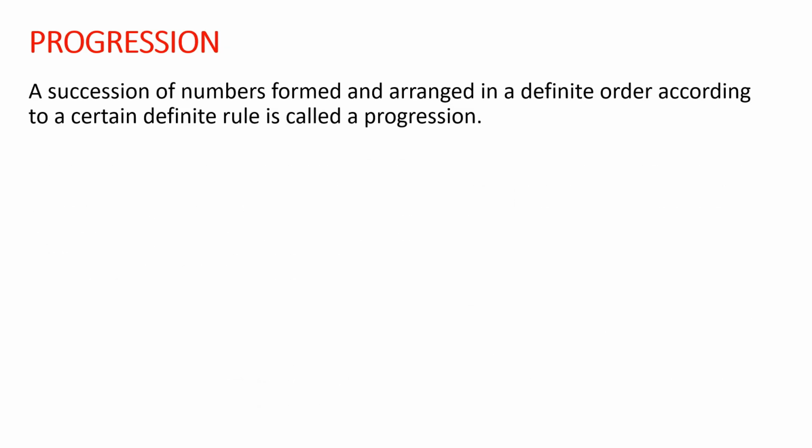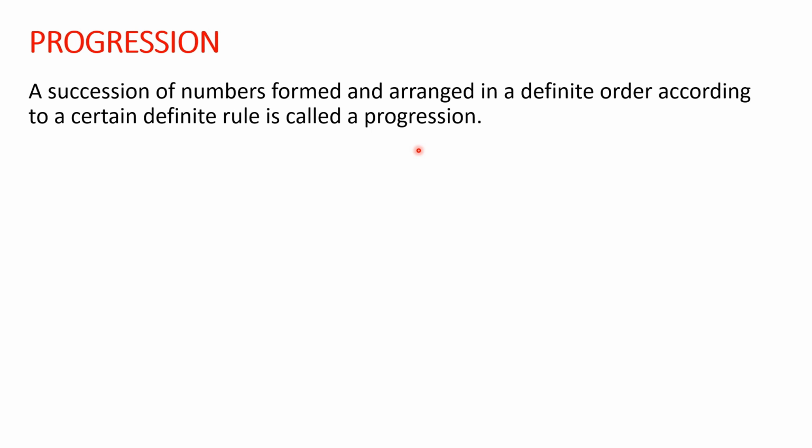Next we will see about progression. What is progression? A succession of numbers formed and arranged in a definite order according to a certain definite rule is called a progression. Like, it is a sequence of numbers formed and arranged in a definite order, according to a certain definite rule. Then that is called progression.